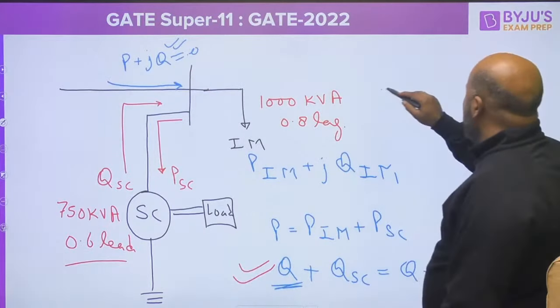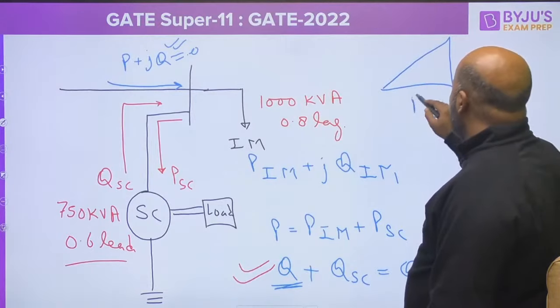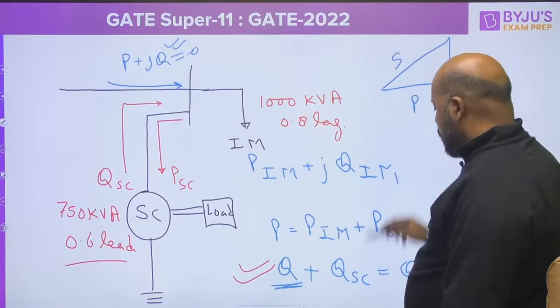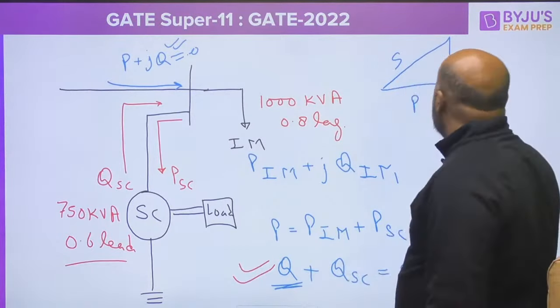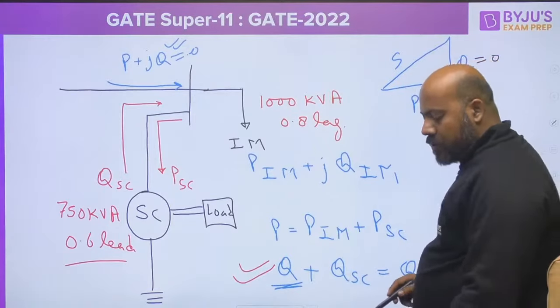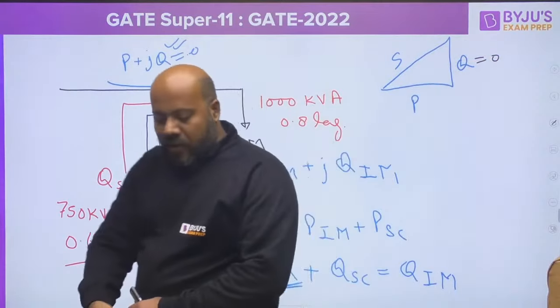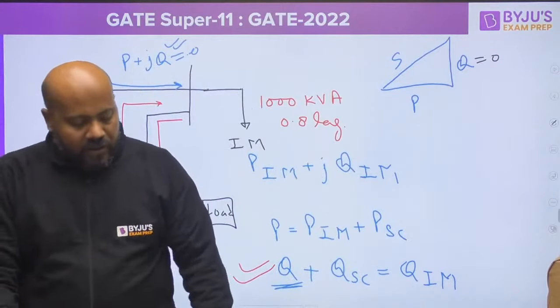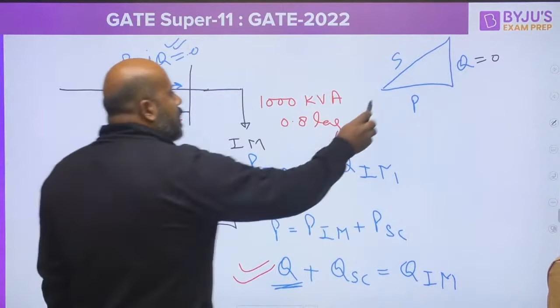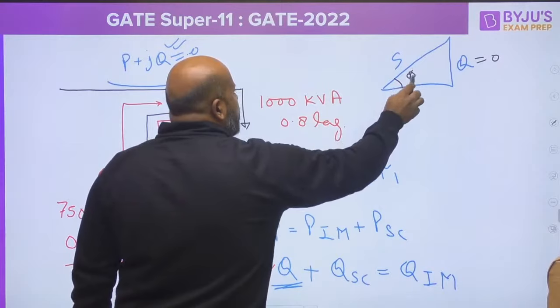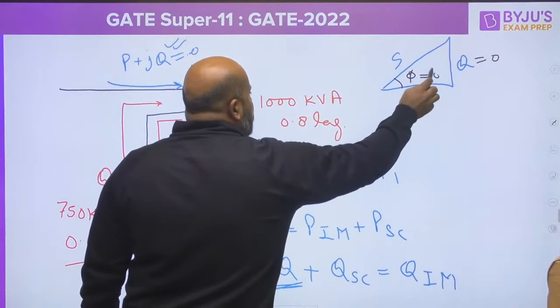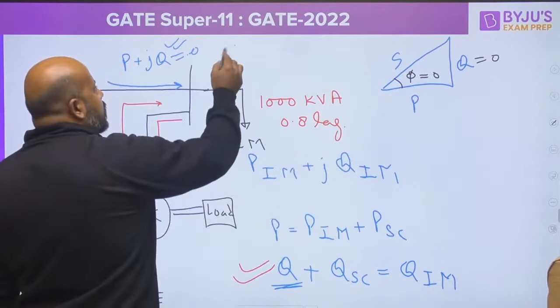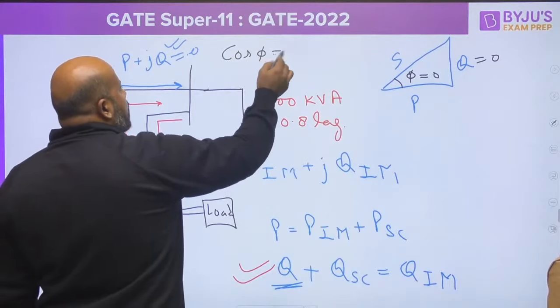Now what is the meaning of Q equal to 0? If you have a power triangle P, Q, S and you are saying this Q is approximately 0, then the moment Q is 0, this angle is also going to be 0. When this angle is 0, what is the power factor? 1.